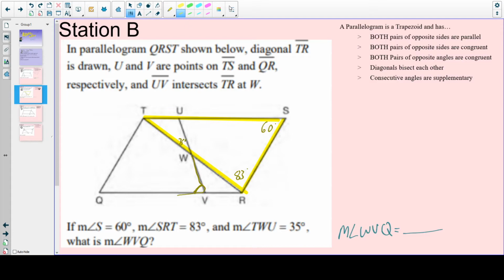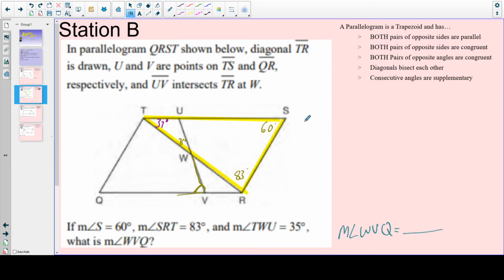Well, we know that that is a triangle, and they give us two angles of a triangle. So if I want to find the third angle of a triangle, what I can do is add up 60 plus 83 and subtract that from 180. And then you get 37 degrees. So this plus this, 180 minus the sum of that, is this angle, and that is 37 degrees.